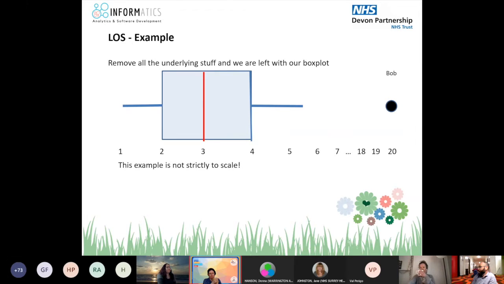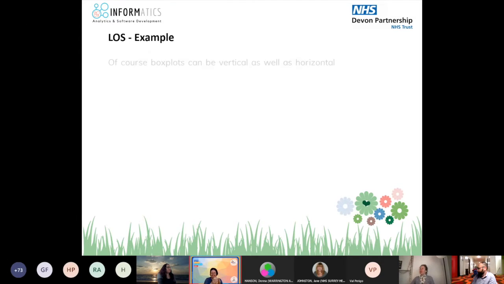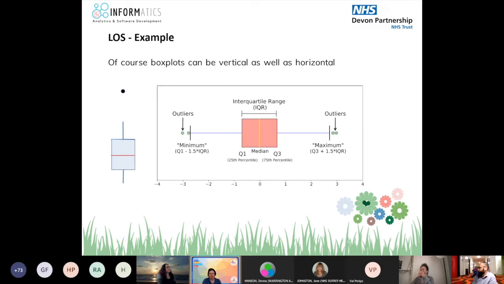Obviously this example is not strictly to scale. And also, technically, if a quartile line contains no data, then you remove it. So we wouldn't actually plot that line on there because it didn't contain any data. So yeah, that's a really rubbish example. Sorry about that. Of course, box plots can be vertical as well as horizontal, so we can show them that way as well. And there we go, a very, very quick summary of what a box plot is and what it can show.